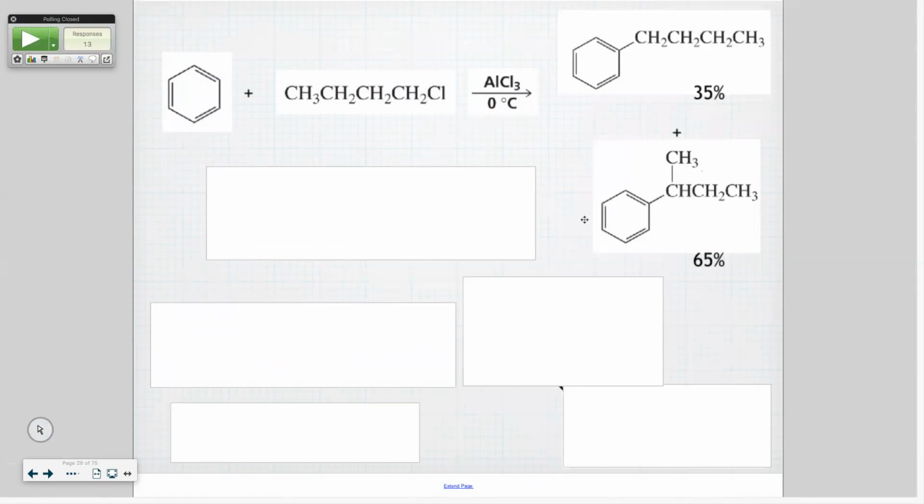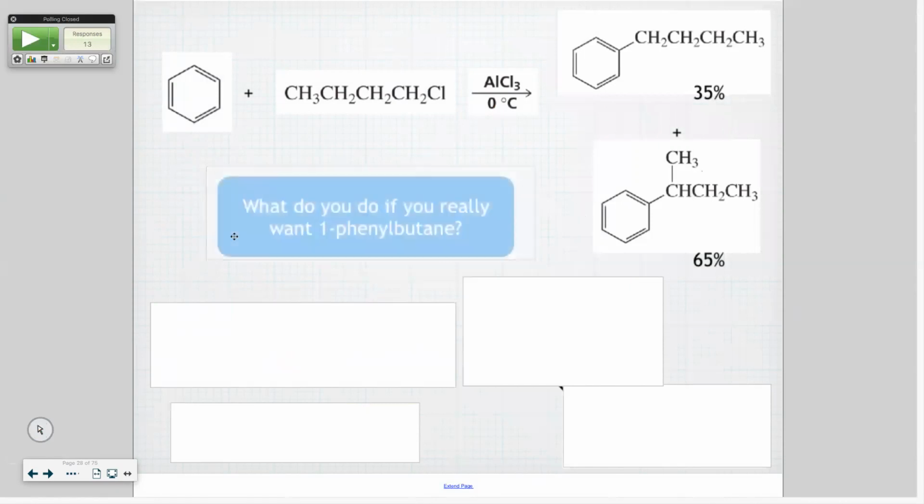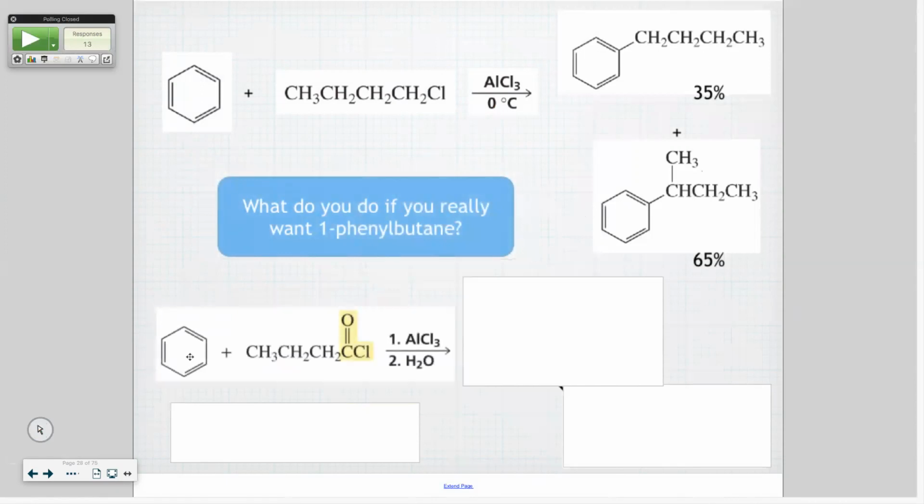What you have to do is make it. Okay, if you really want 1-phenylbutane, what we do is we do it like this. So you remember this one? What did we put on our benzene ring? The carbonyl and the R group. So when you do this, it does not rearrange. Acylium ions do not rearrange. Carbocations do, acylium ions do not.